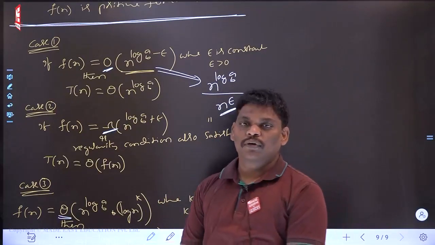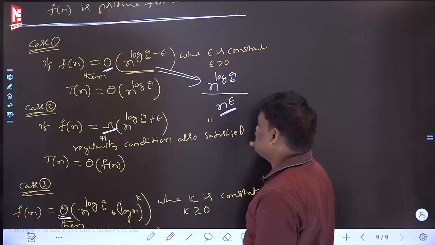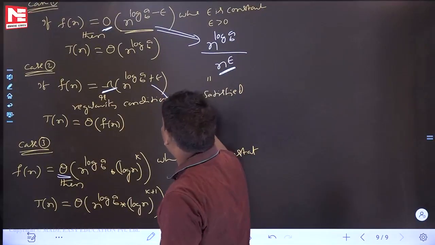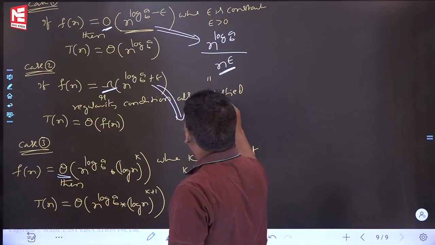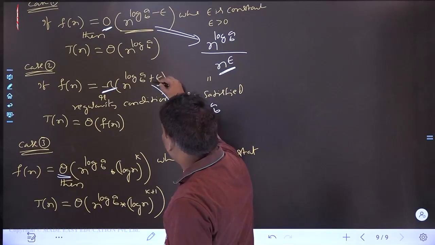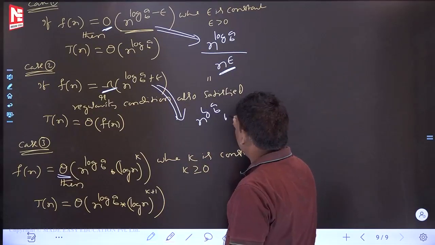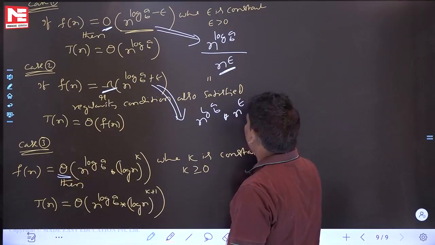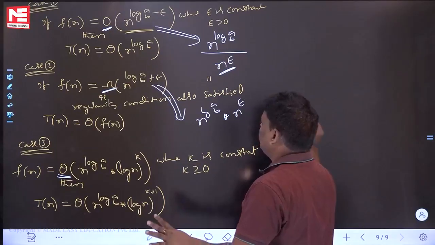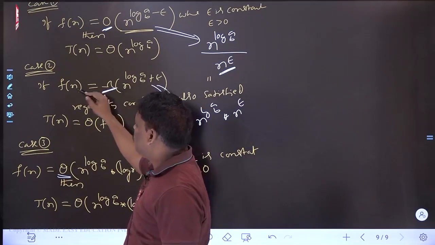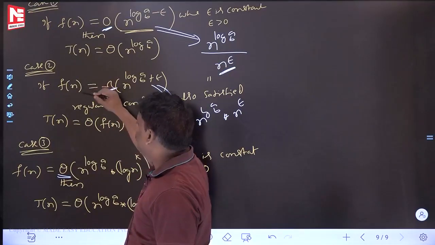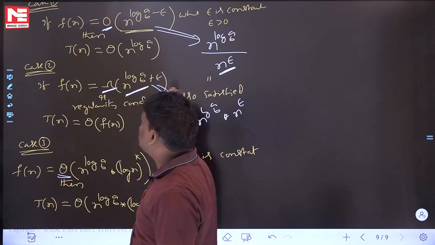Please be careful. See case 2 also, interesting answer. If you see case 2, n power log a base b, what is the meaning of plus in the power? Plus in the power is nothing but n power log a base b into n power epsilon, where epsilon is a constant greater than 0. Can you help in case 2? Who is bigger? F of n. In case 2, f of n is bigger, which means who is smaller? N power log a base b is smaller.